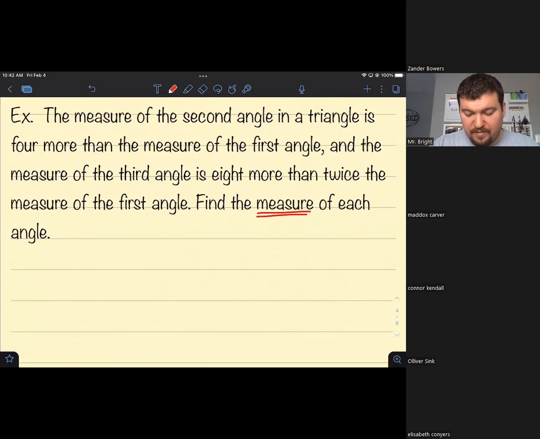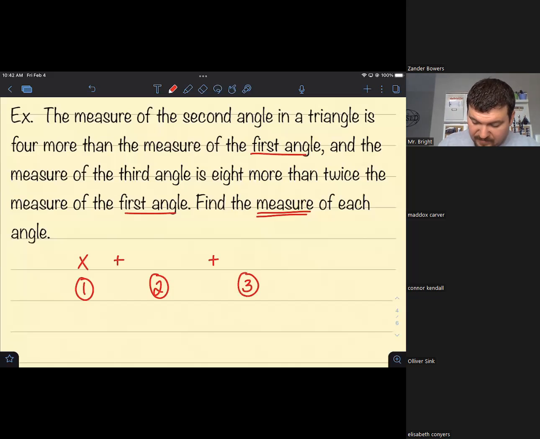So it says the measure of the second angle in a triangle is 4 more than the measure of the first angle. In fact, the third angle also relates back to the first angle. So why don't we call the first angle x, since we don't know what that is? I know that the first angle, I'll call angle 1, plus the second angle, plus the third angle, all have to add up to 180. It's just a matter of writing an expression for the second and third angles. So X is the first angle because we don't know what it is.